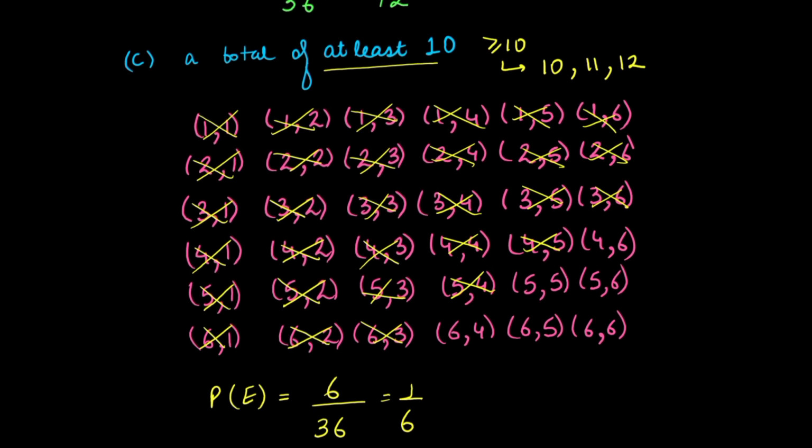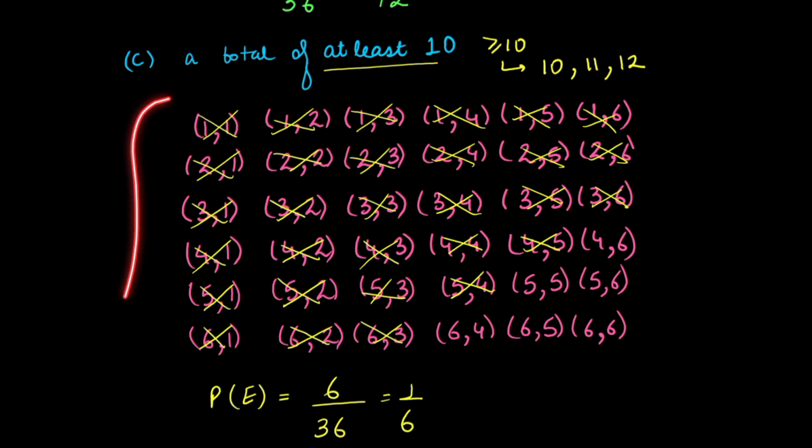Now next is a total of at least 10. At least 10 means 10 or more than 10. It can be 10, 11, 12, 13, 14, 15. But since the maximum possibility is 12, we can go till 12. So a total of at least 10 means there are only 3 possibilities. We desire only 3 possibilities as a sum, that is 10, 11 and 12.